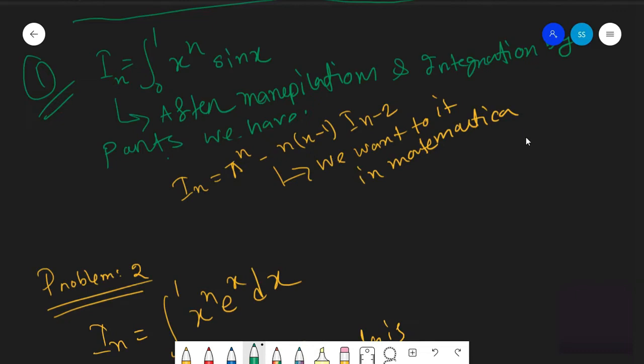So now we want to jump into our Mathematica interface and see what happens and how we can do it.